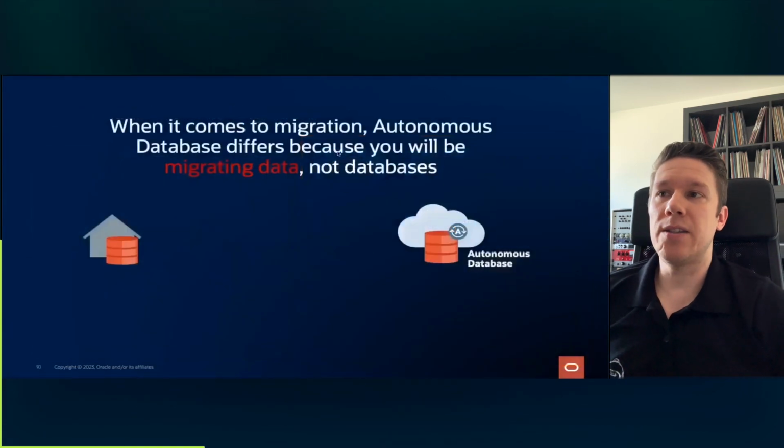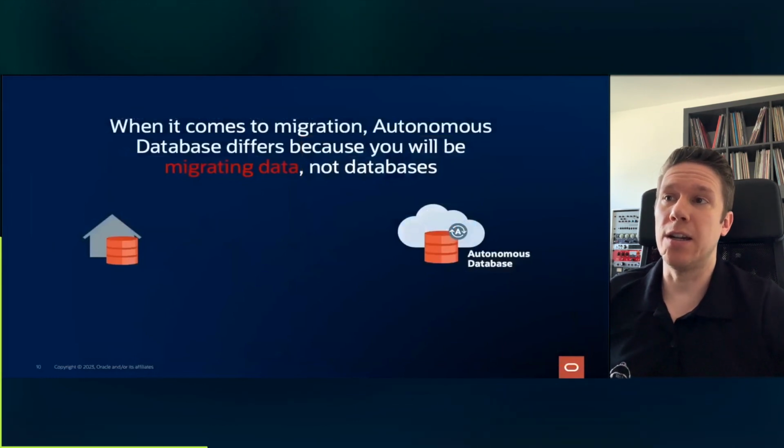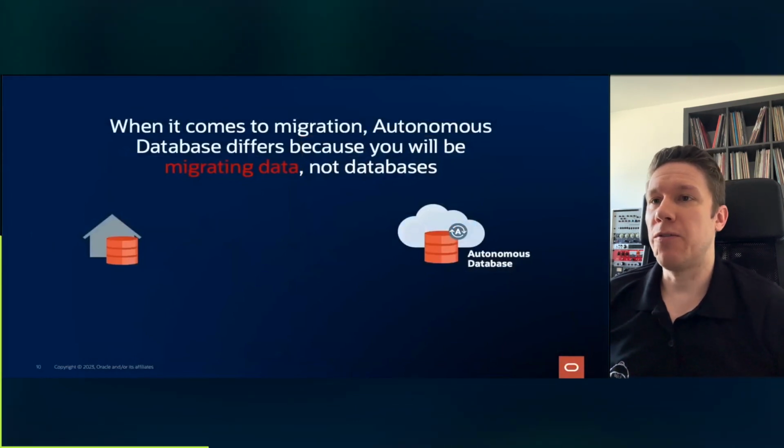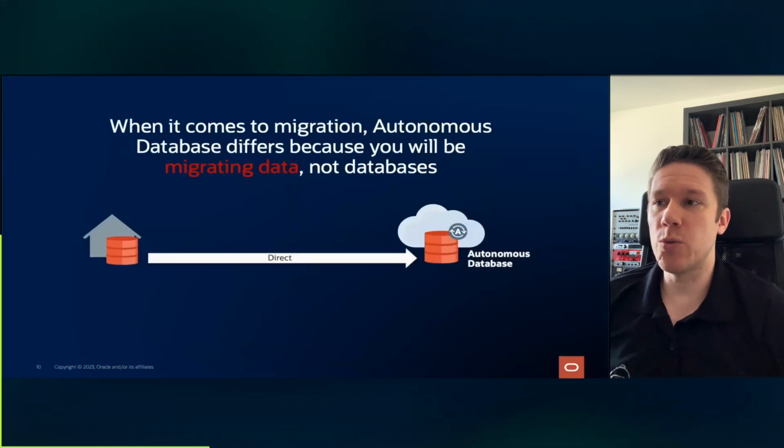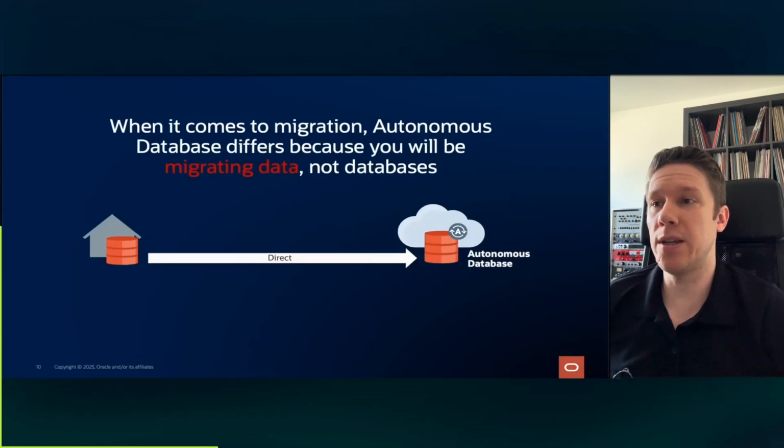So the key thing is, we talked about that we are not migrating databases, we are really migrating data. We have to extract the data and then load the data. And for that, we have two different ways of doing that. The first one is we can do it directly. So for example, if you already have your data in a file that you really want to load into autonomous database, or you can also think of using database links from autonomous to the source database and then pulling the data directly into autonomous database.